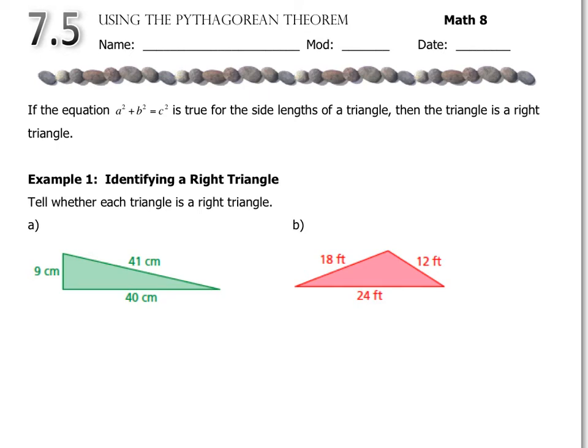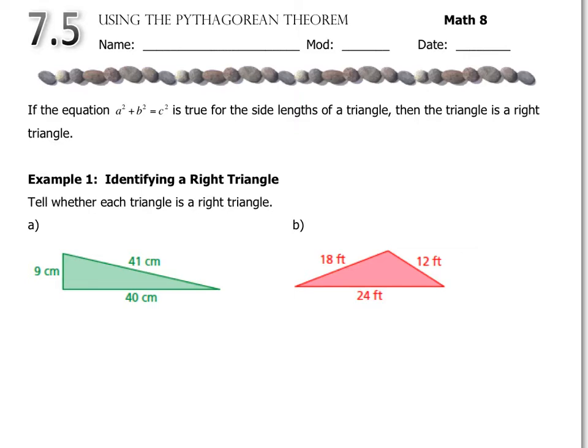Today we're going to talk about using the Pythagorean theorem. A couple of sections ago we talked about the Pythagorean theorem, a squared plus b squared equals c squared, to help find side lengths of a right triangle. Today we're just going to talk a little bit more about how we can use the Pythagorean theorem.